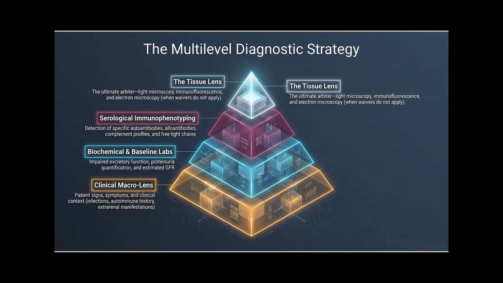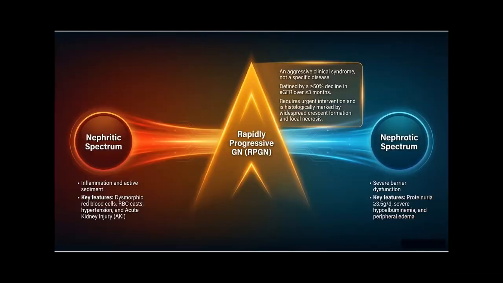Then come to the biochemical level: impaired excretory function, proteinuria quantification, and estimated GFR. The third level is serological and immunotyping. Here we detect disease-specific autoantibodies, alloantibodies, complement profile, and free light chains. And finally, the tissue level, the ultimate classifier: light microscopy, immunofluorescence, electron microscopy, when waivers do not apply. That is the fourth level.